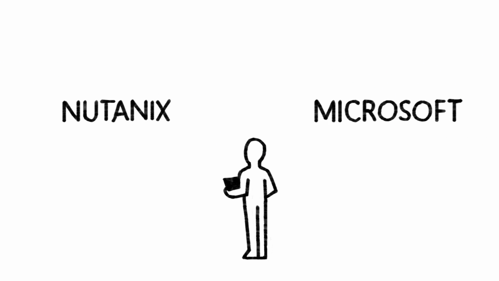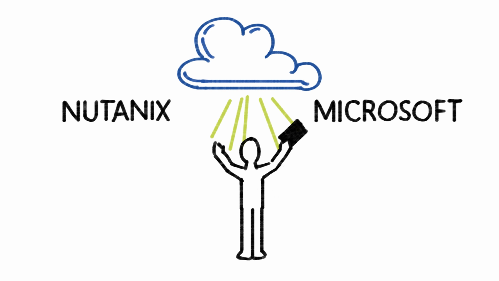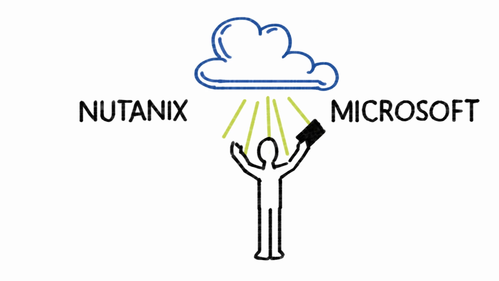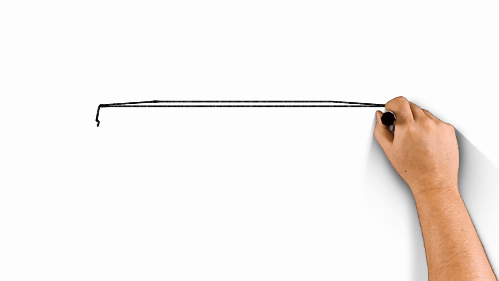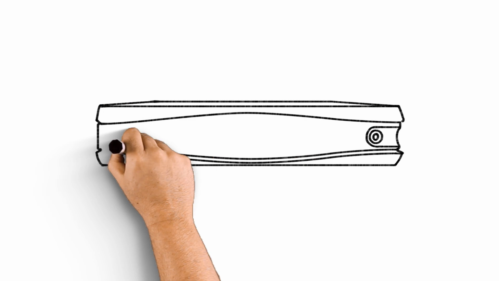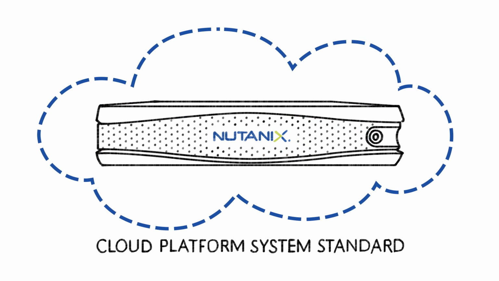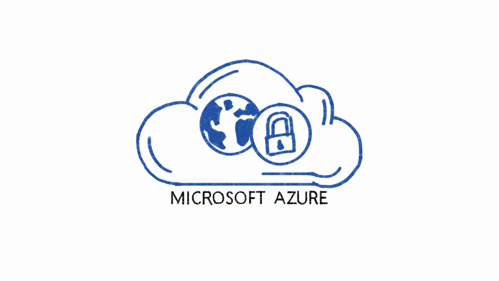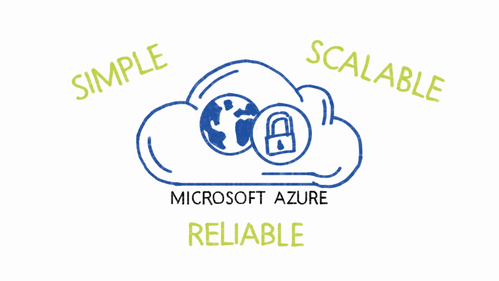Nutanix and Microsoft have partnered to offer an enterprise cloud solution that creates an entirely more efficient way of working. Nutanix provides an ideal platform for delivering Microsoft Cloud Platform System Standard, making infrastructure essentially invisible and delivering a new hybrid cloud solution that is simple, scalable, and reliable.